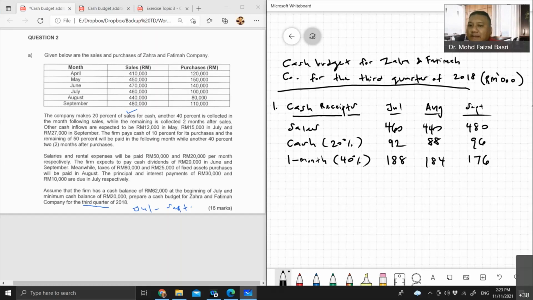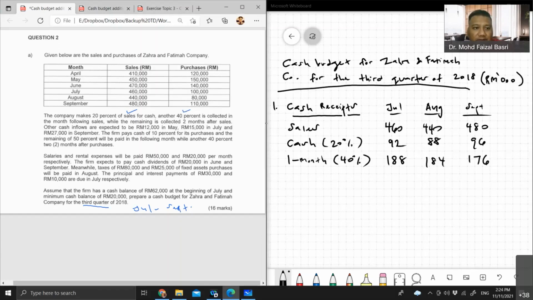Okay, so how do I get this 188,000? It's based on June's sales. June sales is 470,000, multiplied by 40%. And we're going to receive that value, which is 188,000, one month later, the following month, which is in July. Okay, clear so far? Now, that's our second piece of information, the 40% part. We've done that.